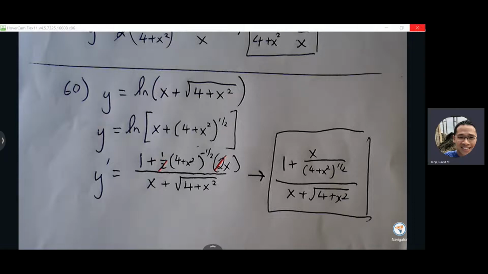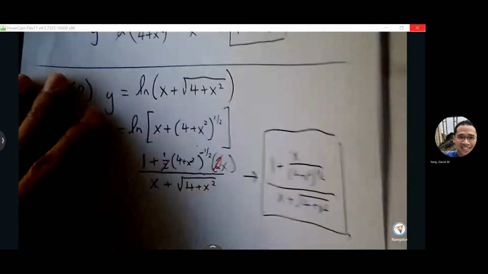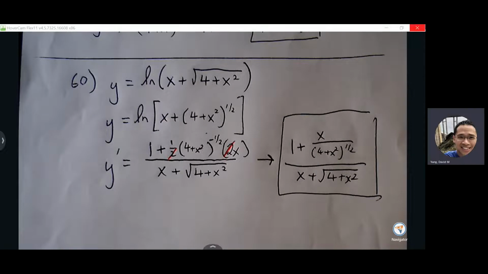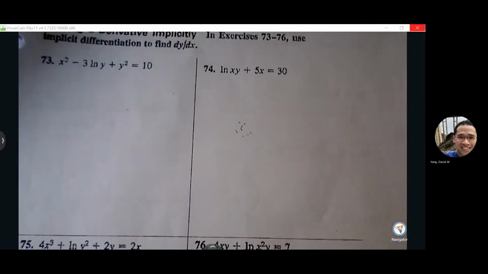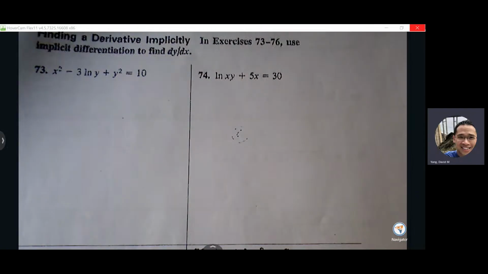Let's turn to page 7, the next page, and I want us to do number 74 and 76. Okay, a little bit of a review with some previous topics. Everybody okay with 60? Okay, so let's look at 74. We want to find the derivative, dy dx.